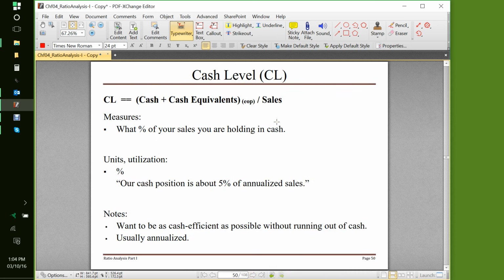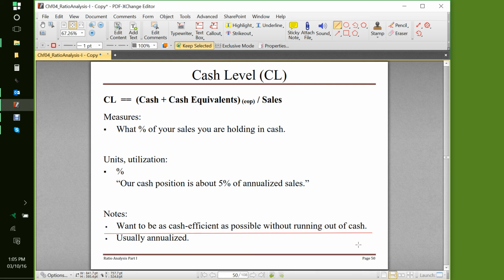And the last of this class of ratio is going to be the cash level. The cash level is defined to be cash plus cash equivalents at the end of the period divided by sales in the period. And it's measuring what percent of our sales we're holding in cash. This is going to be helpful for comparing different companies in an industry, because in general, we want to be as cash efficient as possible without running out of cash.